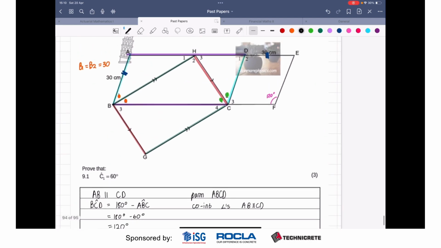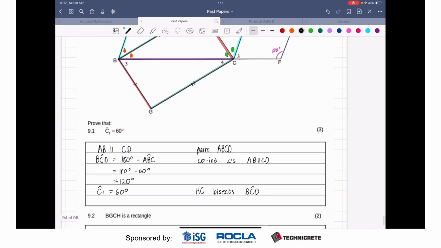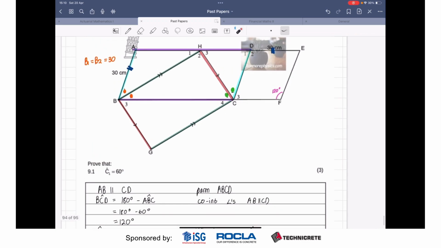Okay, next I want to prove that BGCH is a rectangle, so that's this one, and I already have that these sides are parallel, so that's fine. So the other thing that I can show to prove that it's a rectangle is to prove that the opposite angles are 90 degrees.